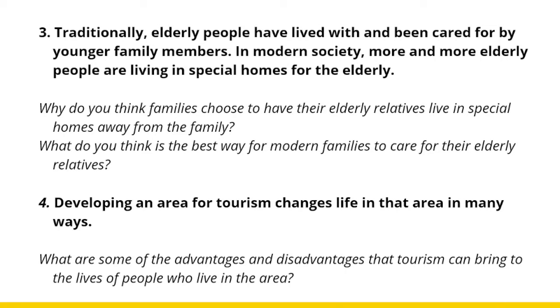So in this case, do you see? You have a topic. The topic explains that developing an area for tourism changes the life of people, right? But what they're asking you is to discuss 2 points, right? Advantages and disadvantages. So your body paragraphs have to be about the advantages and disadvantages of tourism and how it impacts people's life. So yeah, this is our fourth type of prompt, and we are going to go ahead and discuss the last one, number 5.